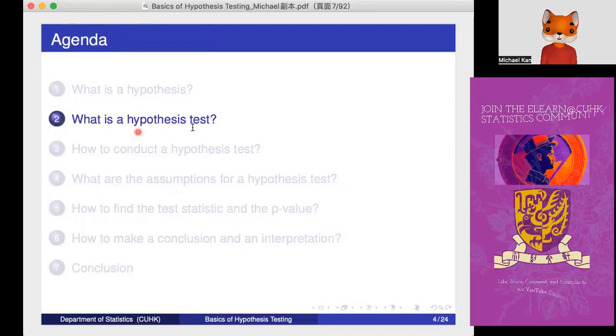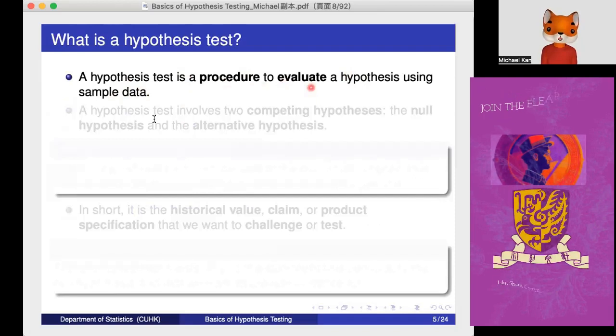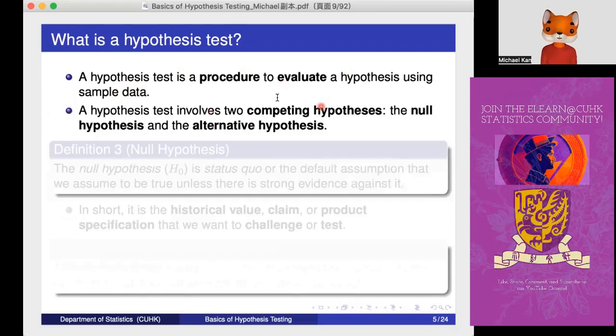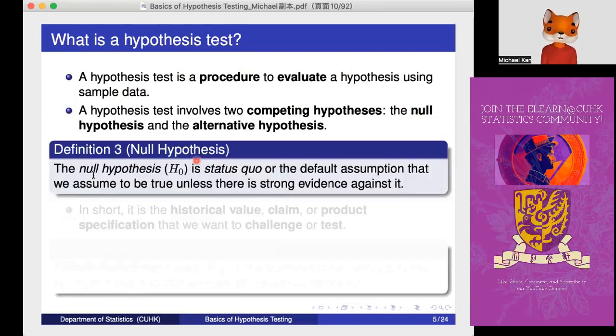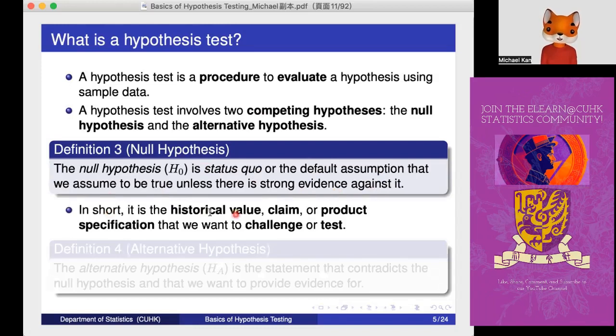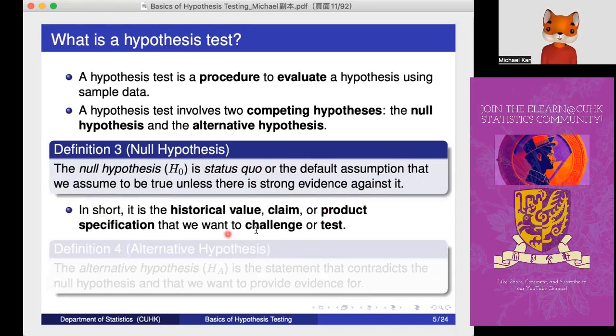Next, I will talk about what a hypothesis test is. In fact, a hypothesis test is a procedure that uses sample data to evaluate a hypothesis. A hypothesis test involves two mutually exclusive hypotheses. One is the null hypothesis, and the other is the alternative hypothesis. The null hypothesis, which we will use H0 to represent, is a hypothesis about the current situation or a fact, and we will first assume that it is true, unless we have enough evidence to argue against it. To put it simply, it is usually some historical data, some people's claims or some product specifications. So, we want to challenge or test it.